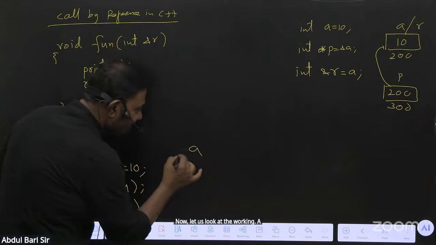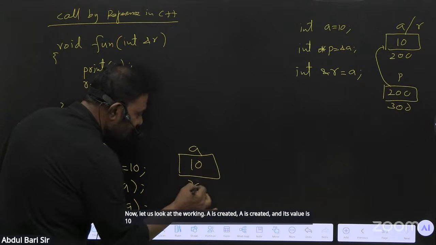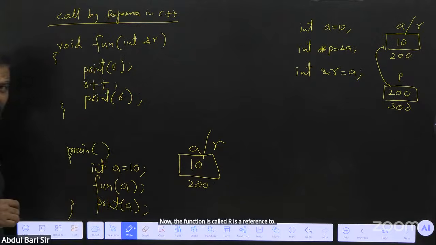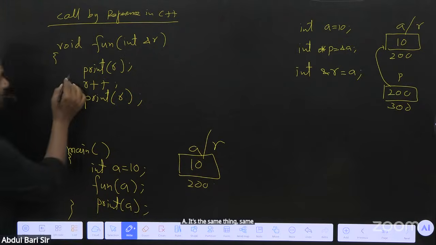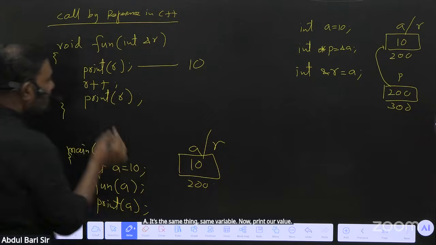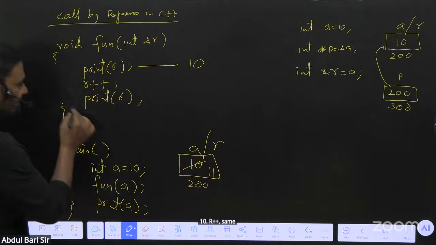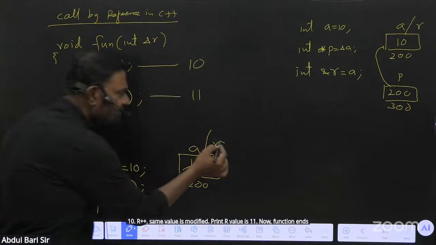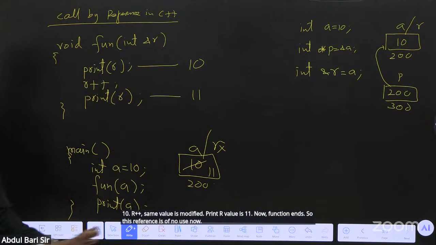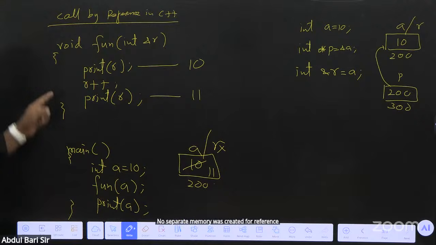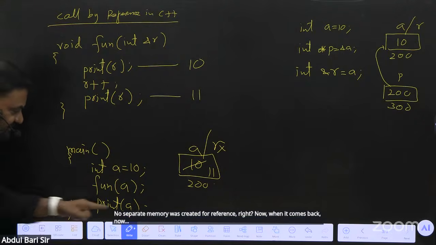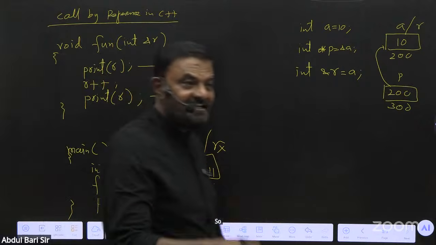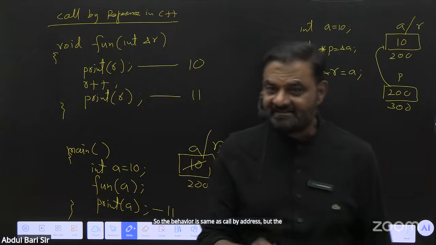A is created, and its value is 10. Let us say its address is 200. Now the function is called, and R is a reference to A. It's the same thing, the same variable. Now print R, value 10. R plus plus, the same value is modified. Print R, value is 11. Now the function ends, so this reference is of no use now. No separate memory was created for the reference. Now when it comes back, next is print A. So what's the value of A? 11. So the behavior is the same as call by address, but the syntax is made simple.